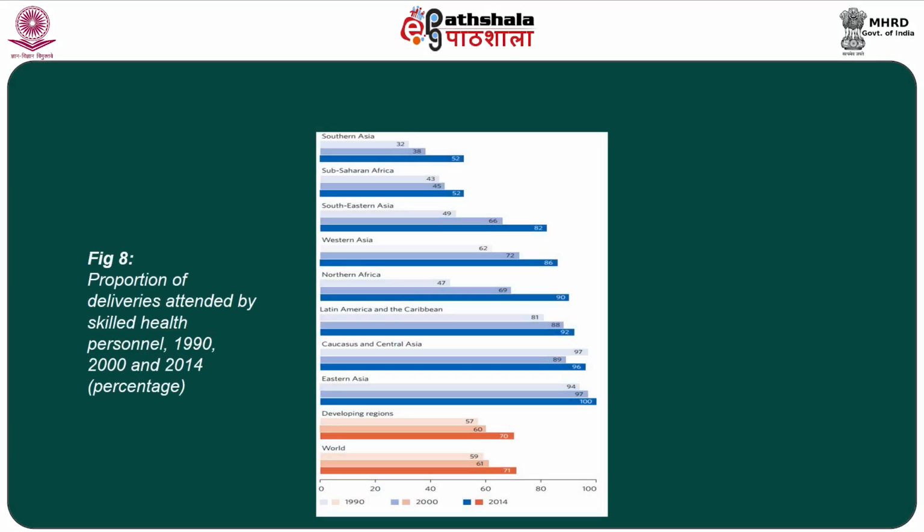Figure 8 gives the proportion of deliveries attended by skilled health personnel in terms of percentages at 3 different time points: 1990, 2000 and 2014. In all the regions there has been an increase in the proportion of deliveries attended by skilled health personnel. Though in some of the regions the proportions are still not universal, there is scope for further improvement of the proportion of deliveries attended by skilled health personnel.